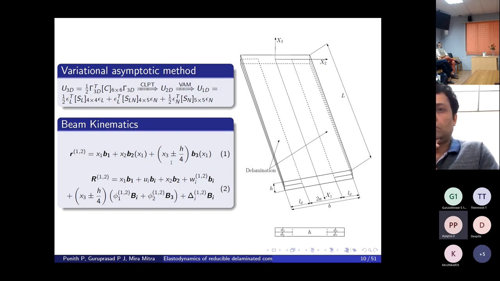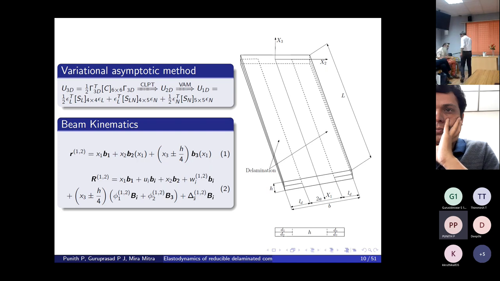Initially we started using beam kinematics. So here in the first equation, the position vector of a cross section in the undeformed configuration is expressed, and the position vector of the cross section in the deformed configuration is expressed in equation 2. So we have considered the global displacements ui and the local cross sectional displacements wi, which are termed as warping here, and the rotational terms phi1 and phi2, and the other effects due to Poisson's effects.